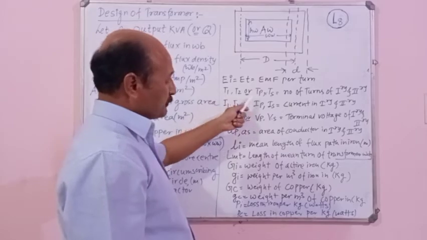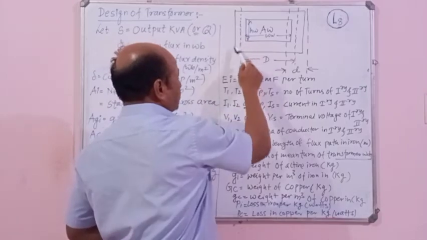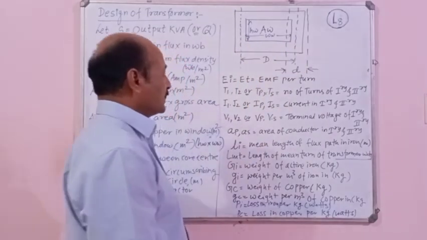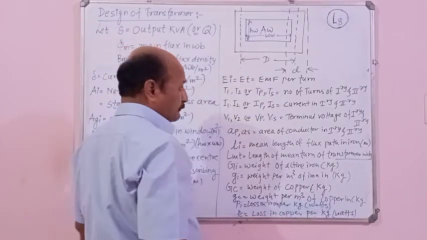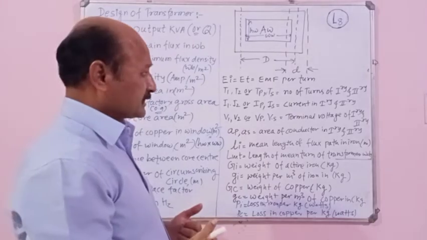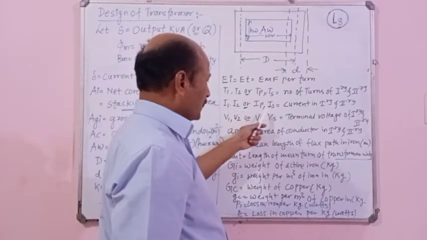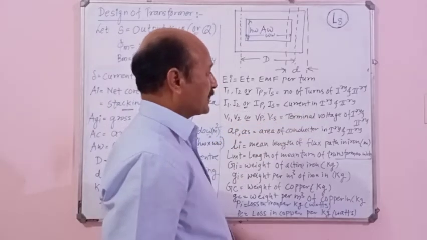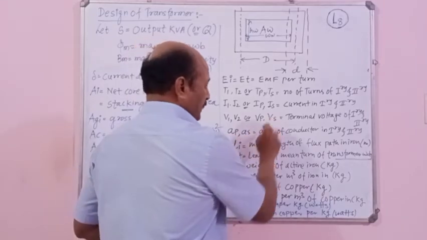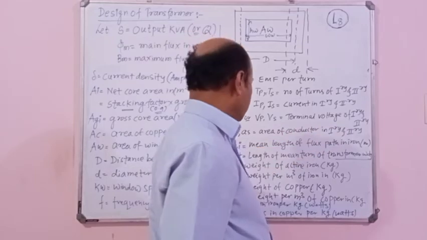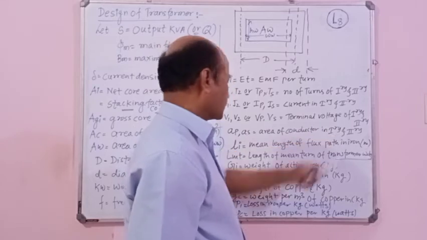T1, T2 or Tp, Ts are nothing but the number of turns of the primary and secondary. Here is the primary, here is the secondary. Sometimes the primary and secondary are wound on the same limb for more mutual induction and to produce more EMF. I1, I2 or Ip, Is is nothing but the current in primary and secondary. V1, V2 or Vp, Vs is nothing but the terminal voltage of primary and secondary. Ap and As are the area of conductor in primary and secondary.